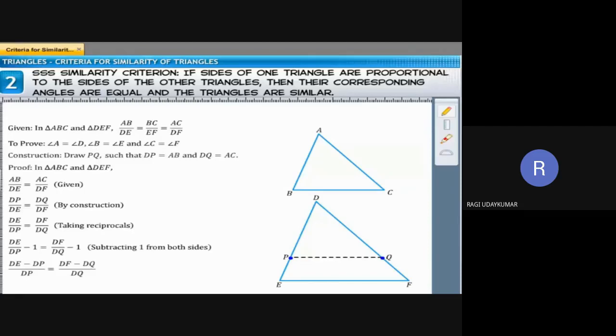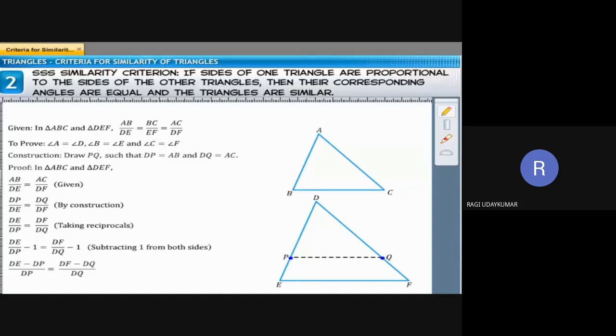How can you say this? As per the construction, because AB and DP are equal, replace AB by DP and replace AC by DQ. From that you can say that DP by DE is equal to DQ by DF. So by the converse of the basic proportionality theorem, you can write it directly here.